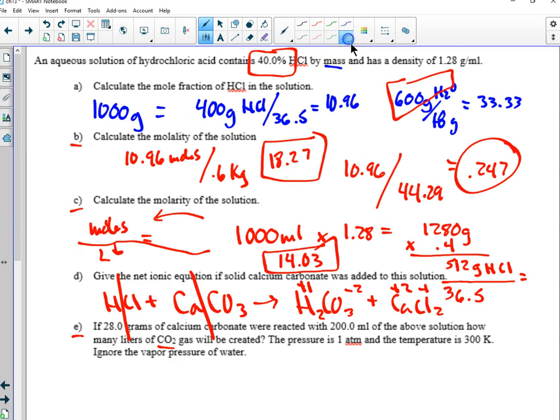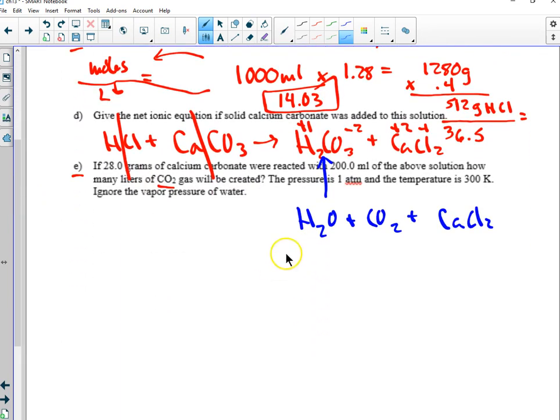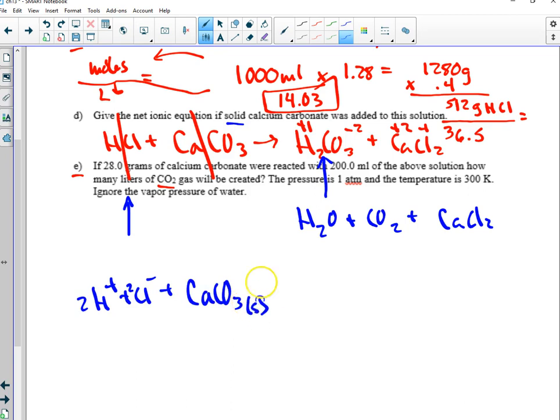But my red flag forever ago said that this stuff doesn't stay this stuff. It breaks down into H2O plus CO2, and then you still have this thing, CaCl2. Okay. The net ionic equation, you have to take into account everything's solubility. This is aqueous, so it's really H plus Cl minus. This was solid, so if it's solid, it stays. I didn't balance it, but we can do that right now if you want.